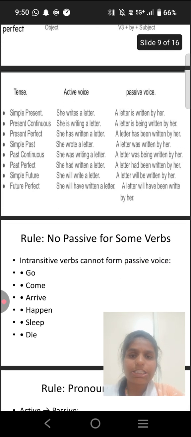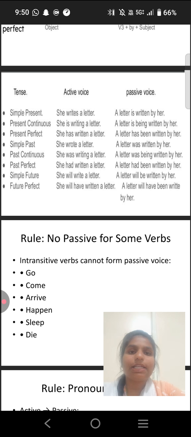We have some examples for the tenses. Simple present tense in active voice: she writes a letter. In passive voice, a letter is written by her. In present continuous, she is writing a letter. In passive voice, a letter is being written by her. Present perfect: she has written a letter. In passive voice, a letter has been written by her.